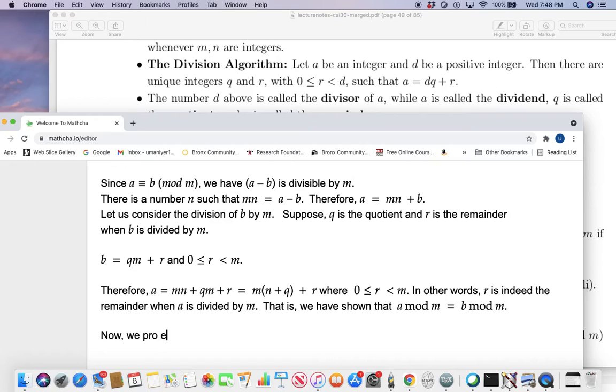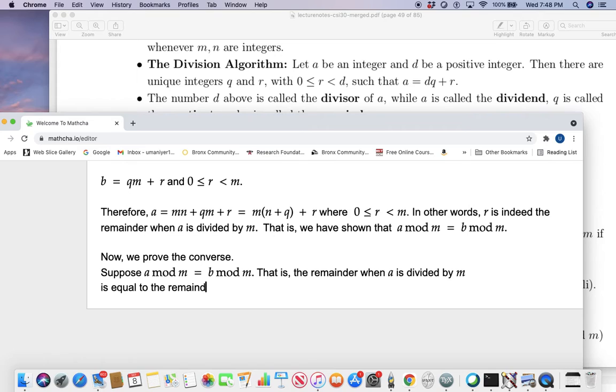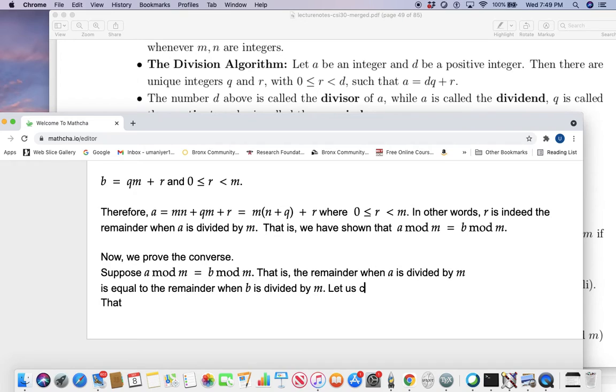Now we prove the converse. Suppose A mod M is equal to B mod M. That is, the remainder when A is divided by M is equal to the remainder when B is divided by M. Now we want to consider, okay, so what does that mean? That is, let us call this remainder R.